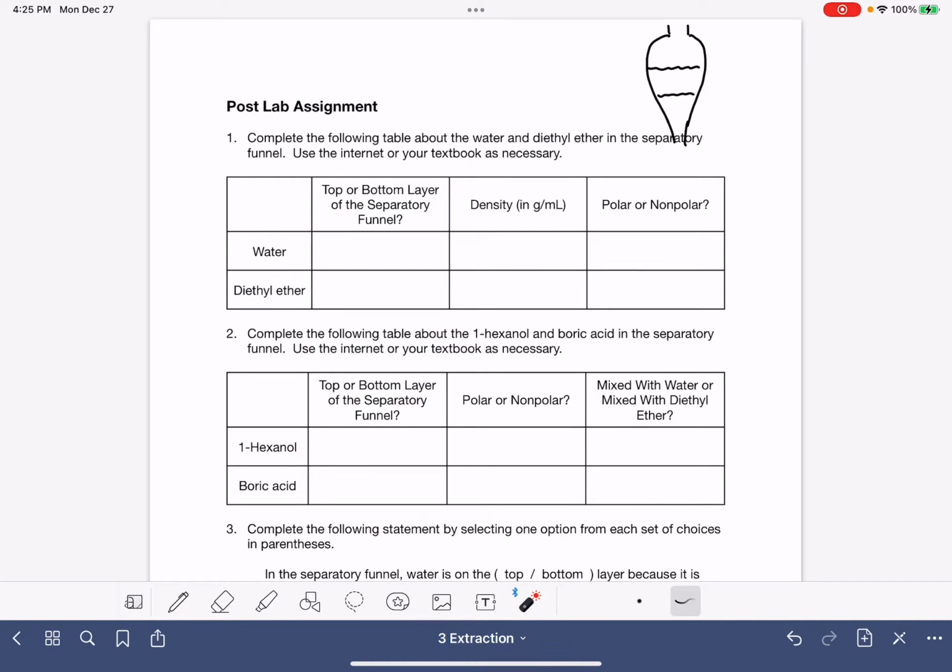And again, keep in mind, one of these two substances will be on the top, the other will be on the bottom. And then same thing down here. One of them will be on the top, the other will be on the bottom. For the water and the diethyl ether, you're being asked to report the density. That's something that you want to look up. It's not going to be on the lab simulation. You're going to need to just search it on the internet.